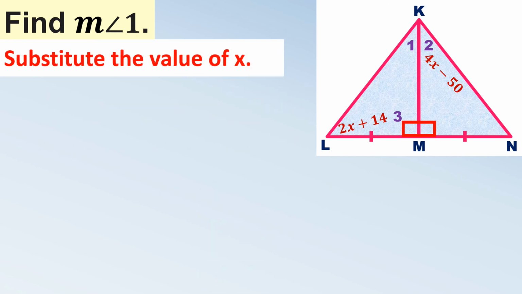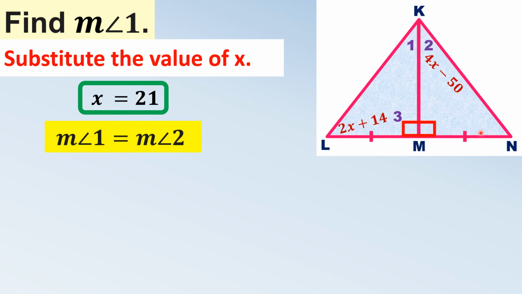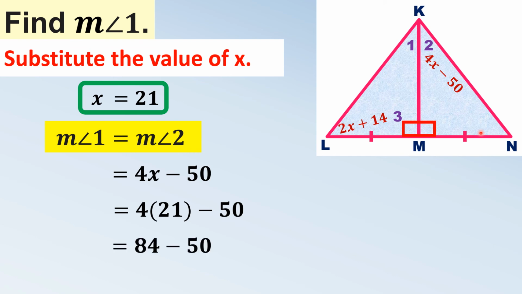Now we need to substitute the value of x for us to find the measure of angle 1. Since the measure of angle 1 is just equal to the measure of angle 2, and the measure of angle 2 is 4x minus 50, we simply substitute the value of x. So 4 times 21 minus 50 is equal to 84 minus 50, that is 34. Therefore, the measure of angle 1 is equal to 34.